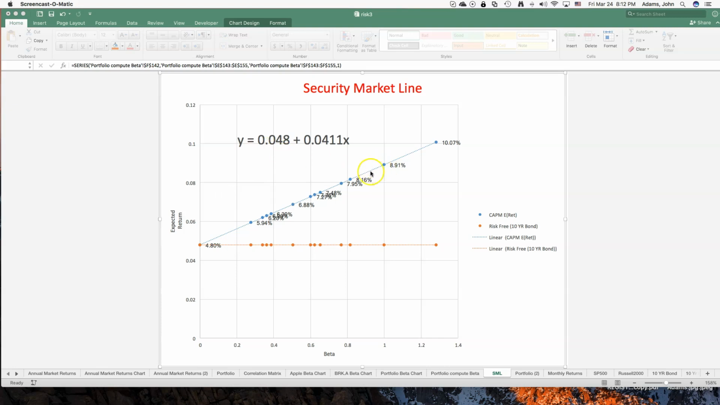Notice that the slope of this line, the security market line, is right here, 0.0411. That slope is the market risk premium, and the intercept, 4.8% right here, that's the risk-free rate. So what this is saying is everybody expects to get at least the risk-free rate plus a reward for taking on systematic risk, and systematic risk, or non-diversifiable risk, same thing, is measured by beta.